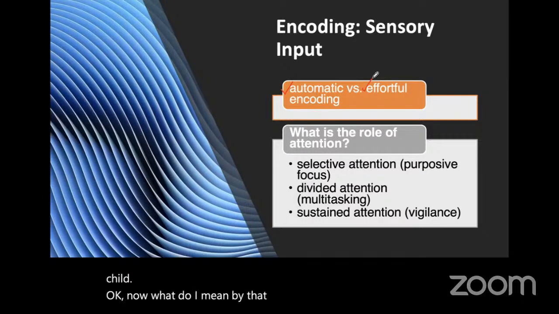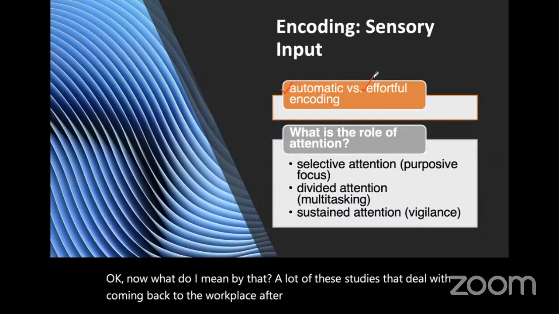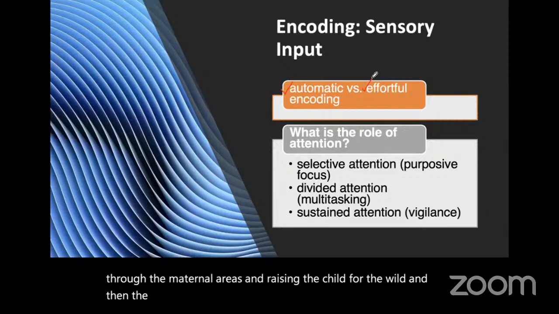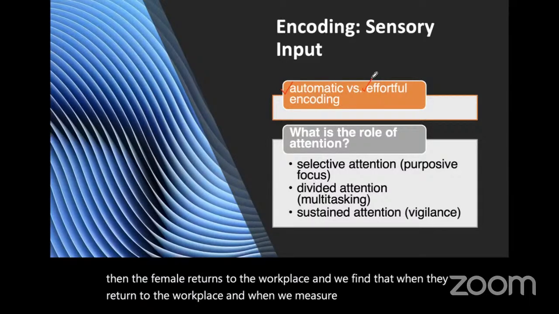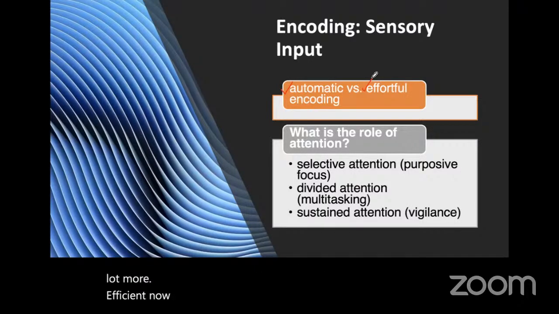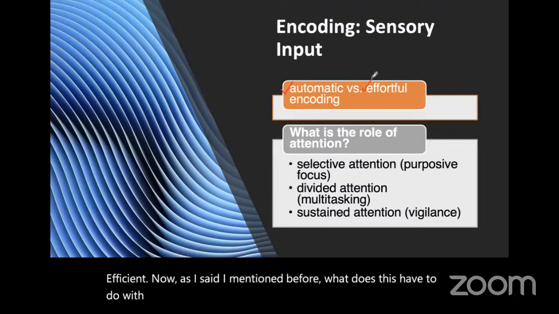A lot of these studies deal with going back to the workplace after giving birth to a child and going through the maternal period and raising the child for a while, and then the female returns to the workplace. And we find that when they return to the workplace and when we measure it, they tend to have more accuracy on multitasking tasks. They tend to do tasks a lot more efficiently. Okay.